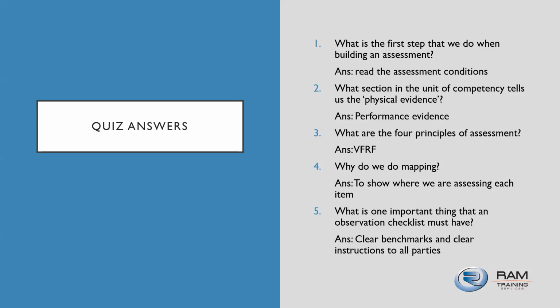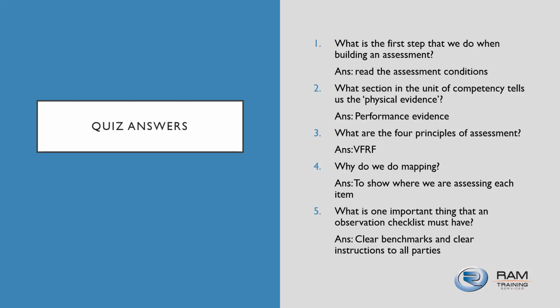Reliable, if all assessors use the observation and checklist in the same way, and all assessors use the written test in the same way, we would say that's a reliable assessment. Fair, if the assessment is fair for everyone and doesn't discriminate, we would call that fair. All right. But if the assessment says only people with blonde hair and blue eyes can do the assessment, well, that's probably not going to be fair.